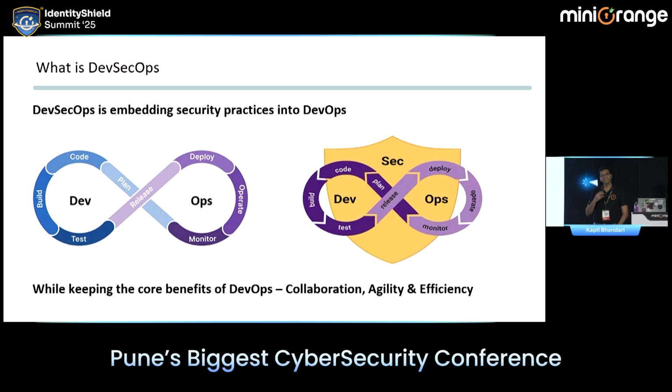DevSecOps is integrating the security practice into DevOps. That's it. Keeping the same principle benefits of DevOps. Probably I can say DevSecOps is an extension to DevOps. Here the focus is collaboration, automation, efficiency, everything which we inherit from DevOps, right? But the focus is on the security, right?